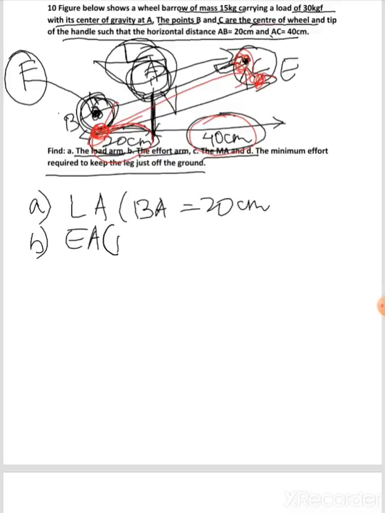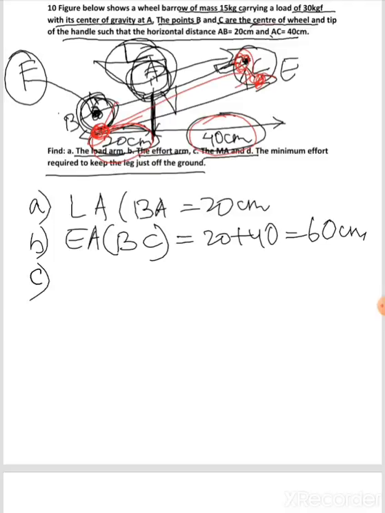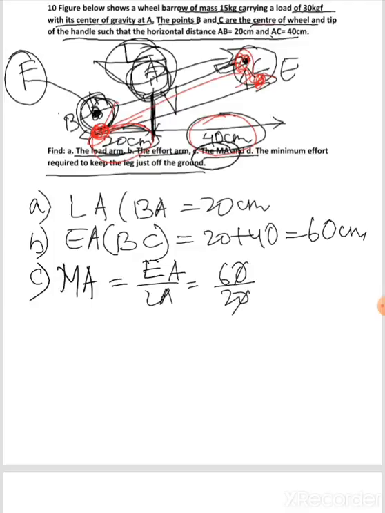From B to C, that is 20 plus 40, that is 60 centimeter. All right, and number C, what do you have to find? Mechanical advantage, and you know mechanical advantage is given by effort arm to the load arm, that is 60 divided by 20, 2 3s are 6. I get mechanical advantage as 3. Is that okay? Is that understood?